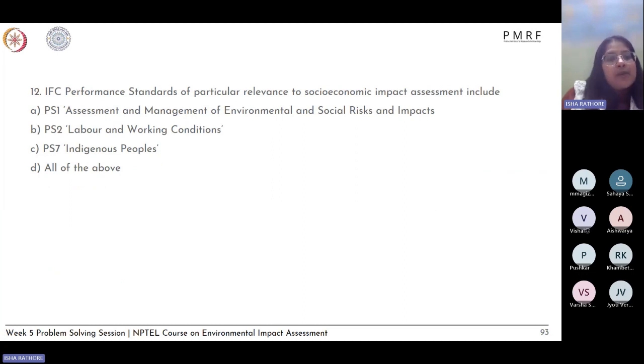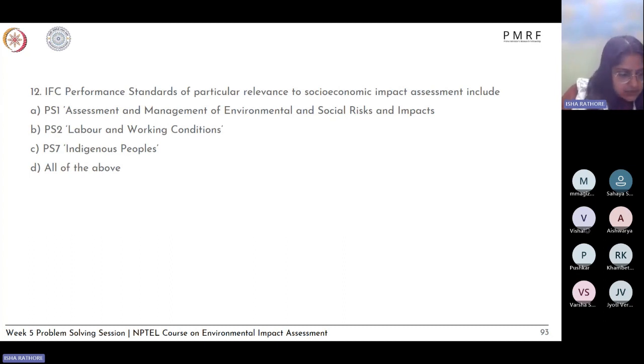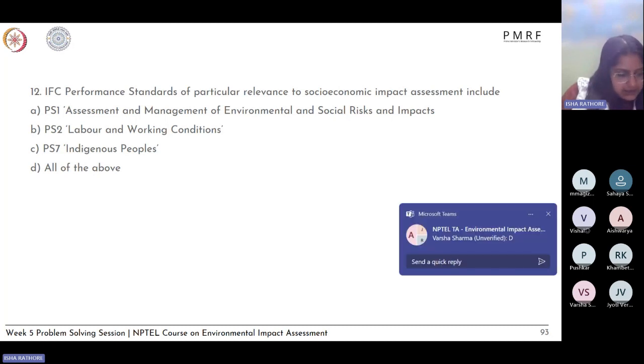So the IFC performance standards of particular relevance to socioeconomic impact assessment include A, Performance Standard 1, Assessment and Management of Environmental and Social Risks and Impacts. B, Performance Standard 2, Labor and Working Conditions. C, Performance Standard 7, Indigenous Peoples. Or D, all of the above. So which of the International Finance Corporation standards are of particular importance or relevance to socioeconomic impact assessments? So we have one answer A and another D. Okay, we have another D.